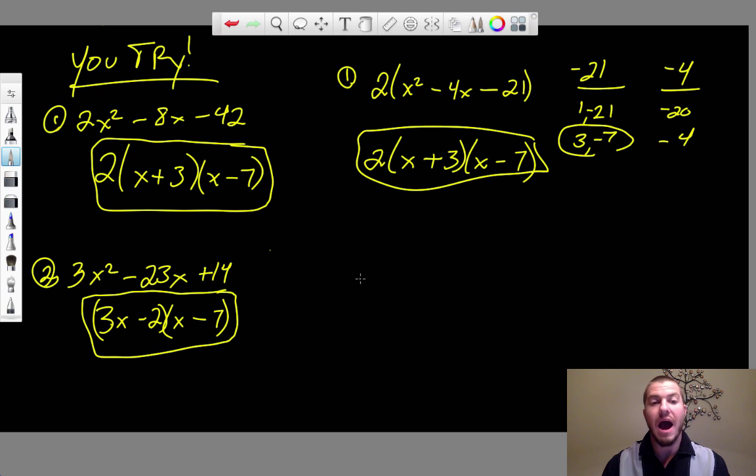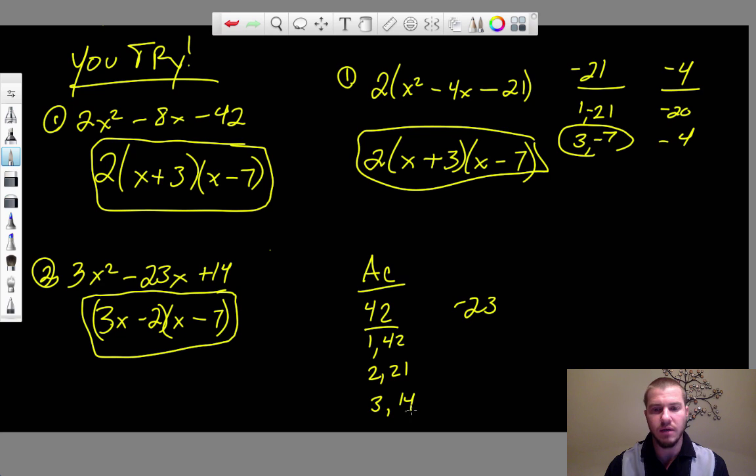And here, I have to use the AC method. So what multiplies to be A times C, which is going to be 42, and combines to be negative 23? Just start listing them out. 1 and 42. Don't forget about 1 in itself. 2 and 21. 3 and 14. 4 doesn't go into it. 5 doesn't go into it. 6 does. 6 and 7.